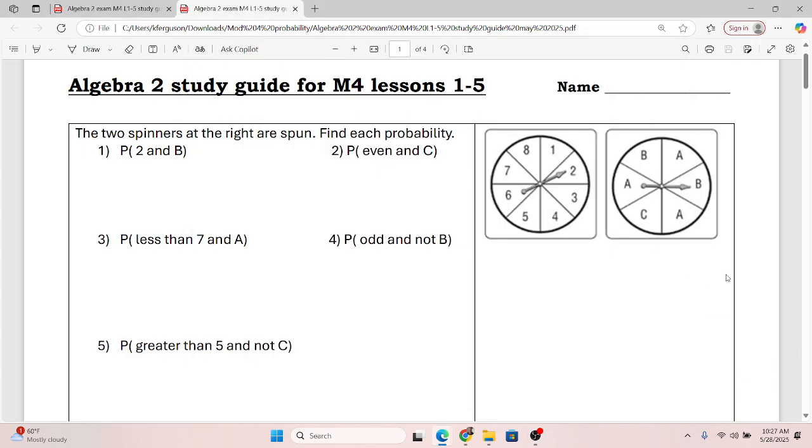Extra what? Yeah, it's got pencils. Oh, help yourself. All right, so where are we at?